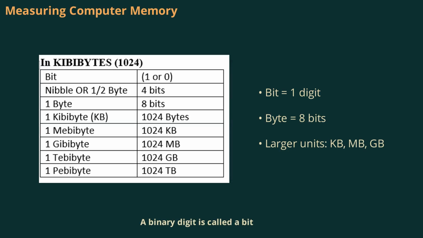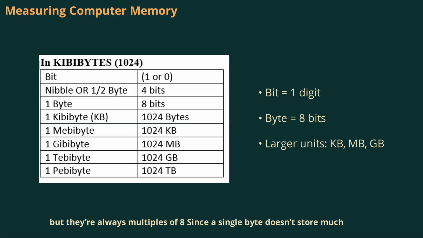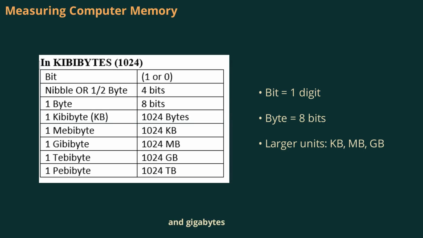A binary digit is called a bit, and 8 bits make a byte, the smallest unit of memory in a computer. Some computers use larger bytes like 16 or 32 bits, but they're always multiples of 8. Since a single byte doesn't store much, memory size is usually measured in larger units like kilobytes, megabytes, and gigabytes.